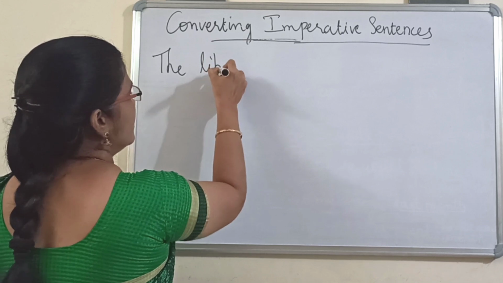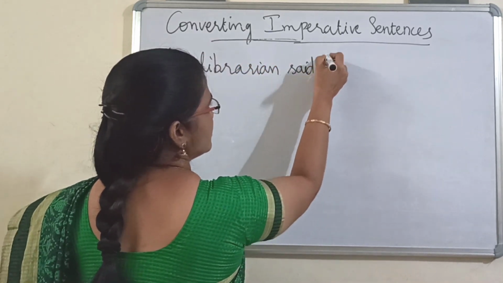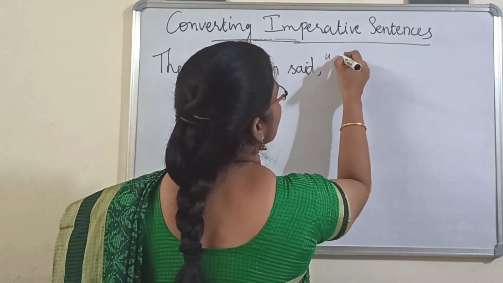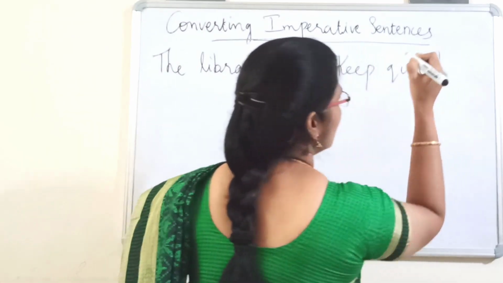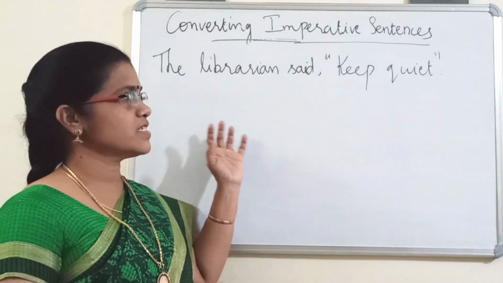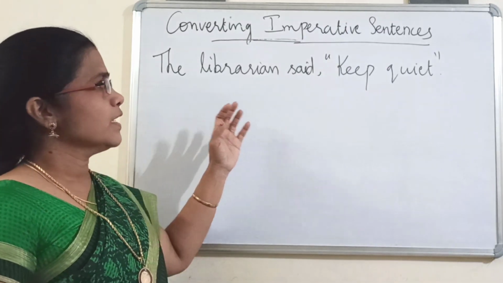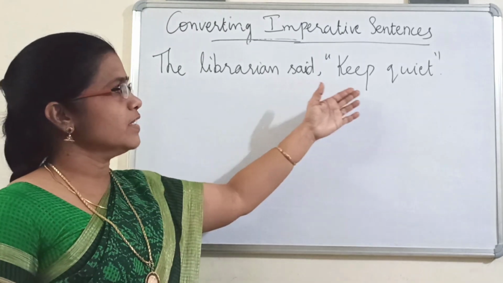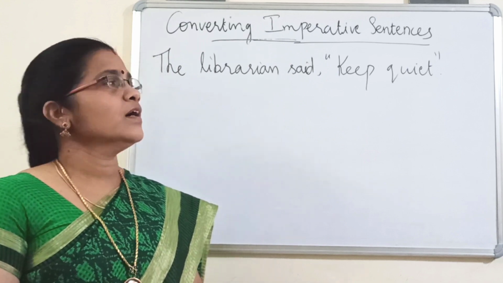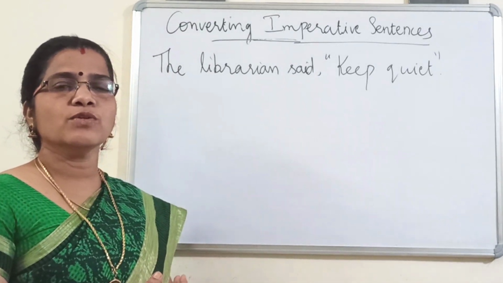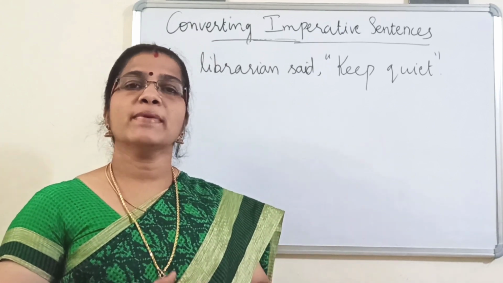The librarian said, keep quiet. I think you will also have situations like this. When you go to library, librarian would say, keep quiet, right? Okay. So here we have used the actual words of the librarian. Now in case you want to report this, how do you do? It's an instruction. So instead of using said or told, you can use instructed. The reporting verb can be instructed.